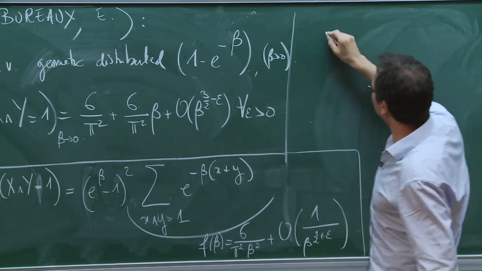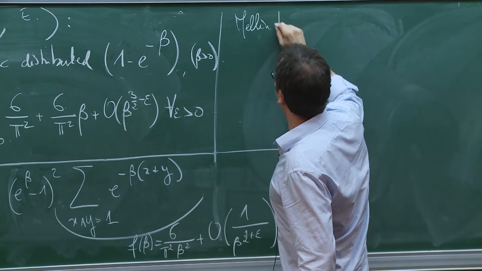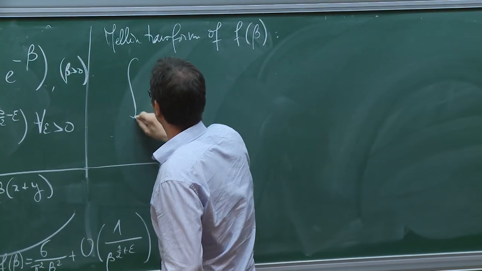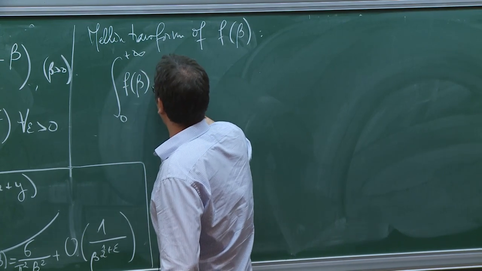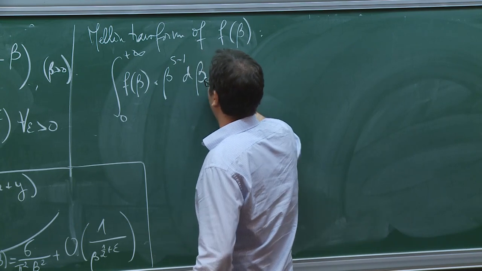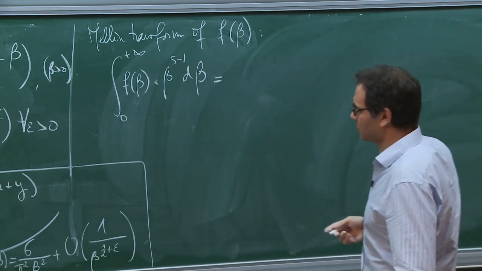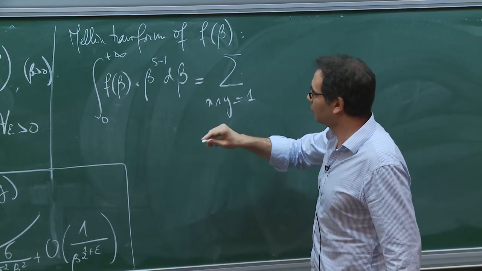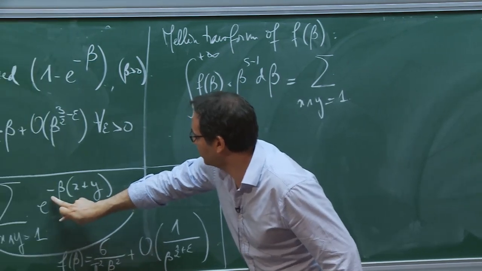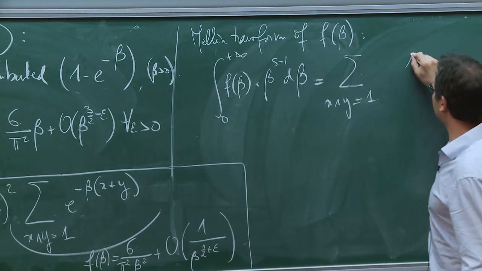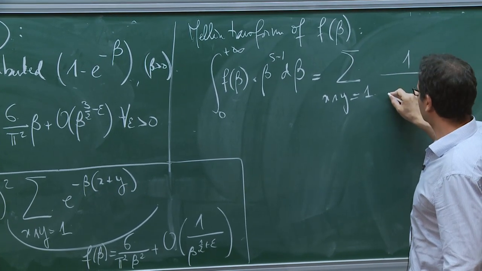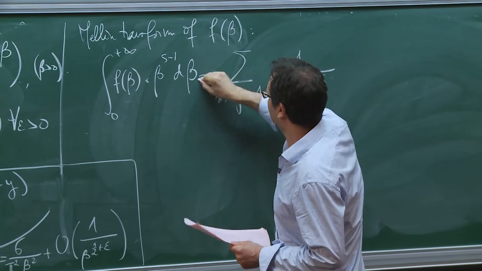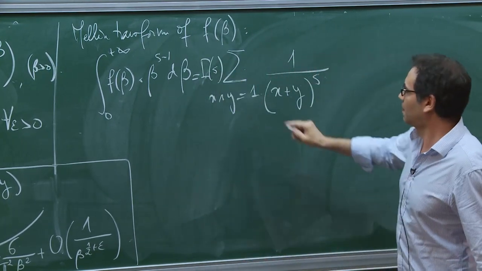So what we are going to take is the Mellin transform of f of beta. So it is equal to the sum of, when you take the Mellin transform of e to the minus beta times x plus y, what you get is 1 divided by x plus y to the s, and some gamma term in factor.